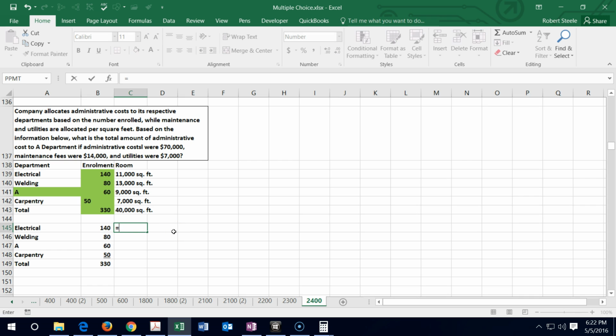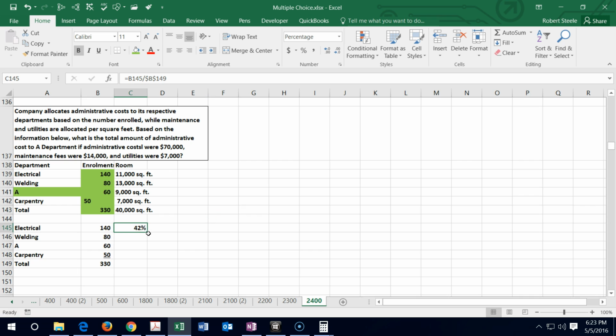So we could take the 140 divided by the 330. And I'm going to make this an absolute reference by hitting F4, and that just puts a $ sign by both. That just means that no matter where I go, when I copy the formula, it'll copy the relative formula. So I'm going to copy the formula down. Well, first I'm going to highlight these, go to the Home tab, go to Number, and make that a %.